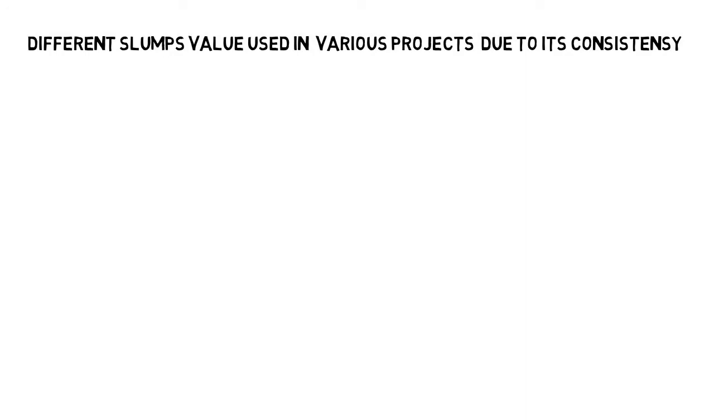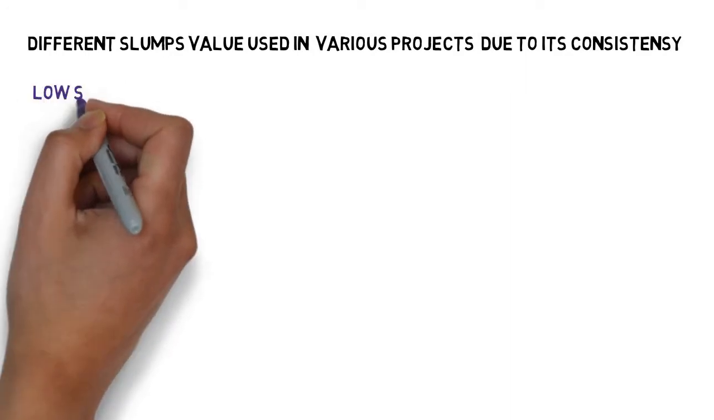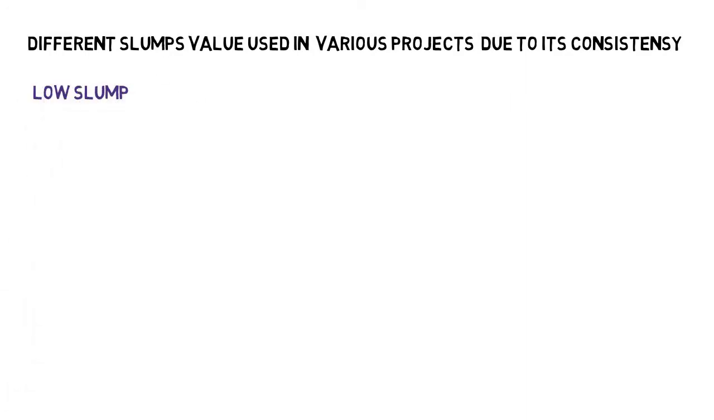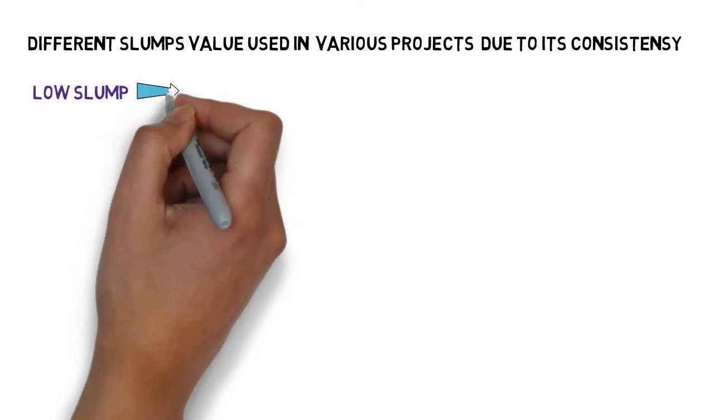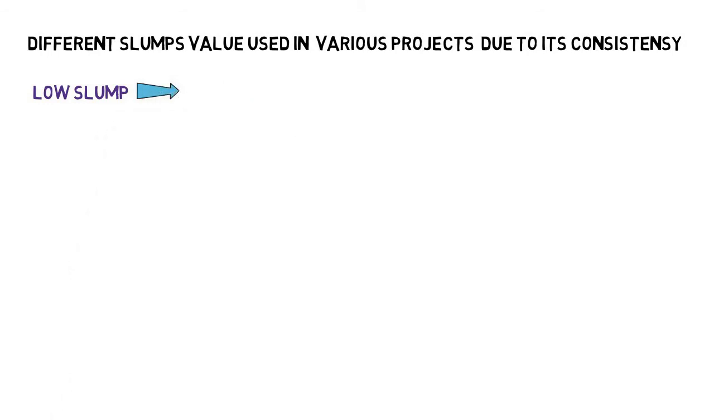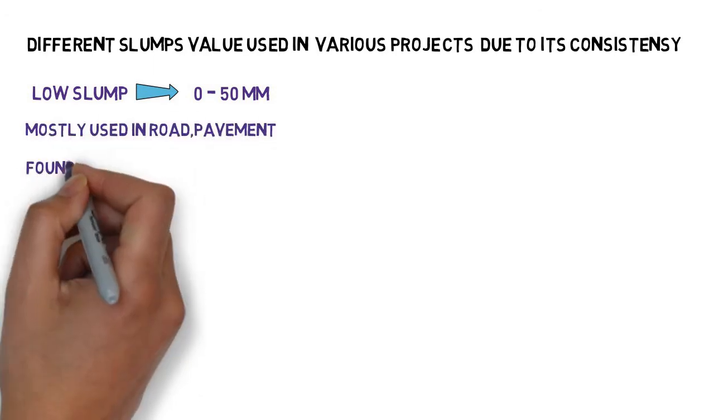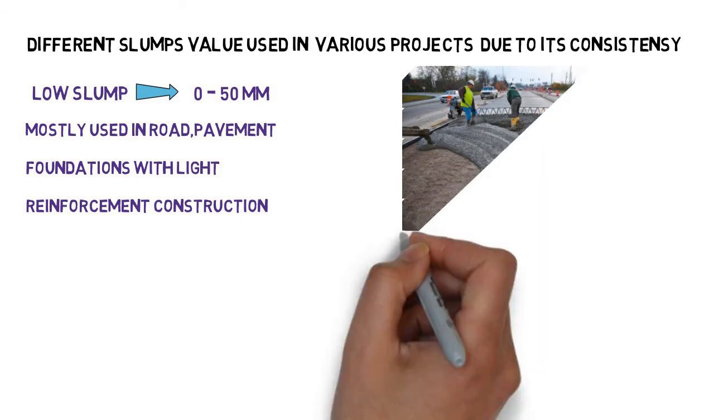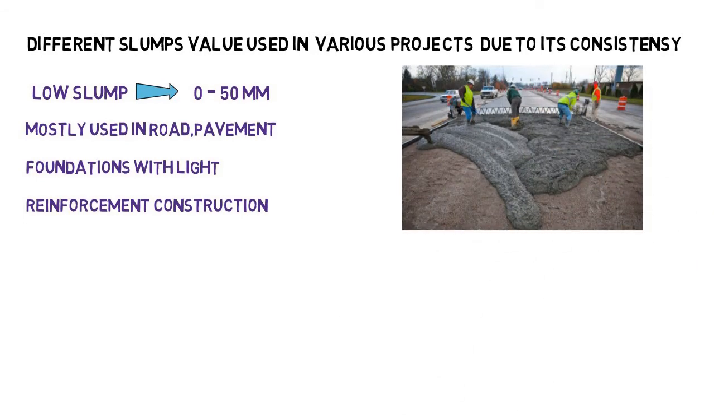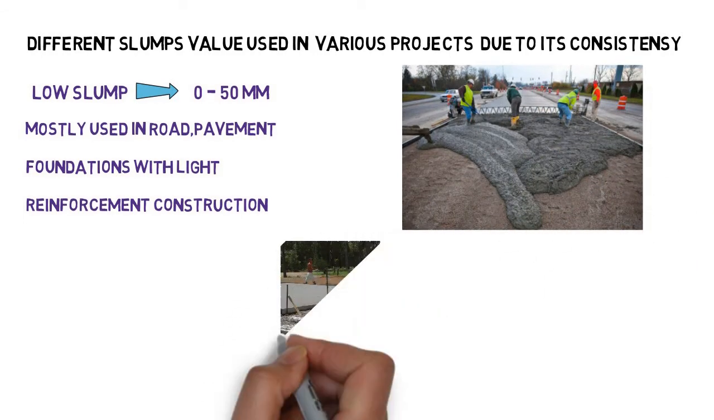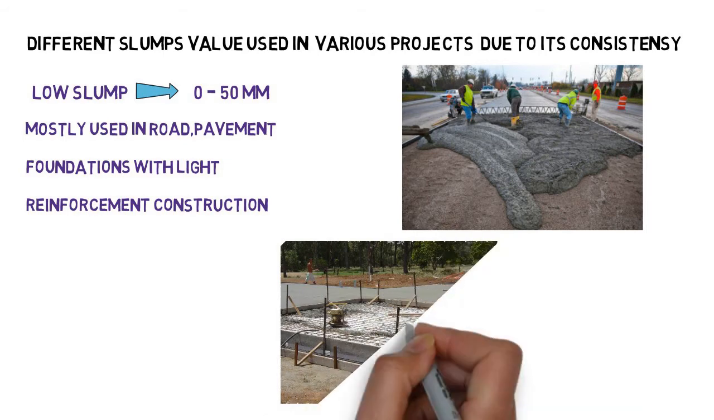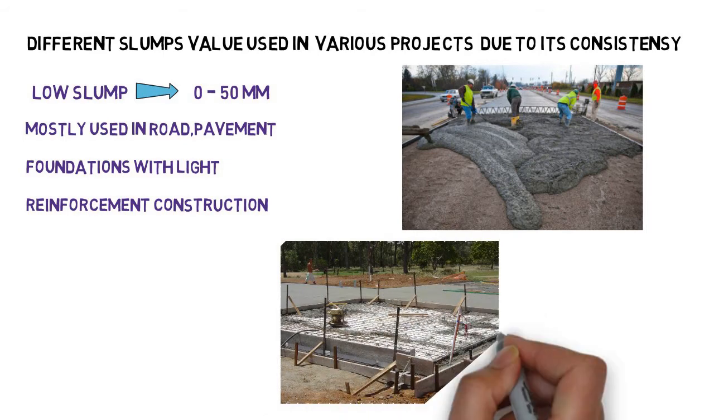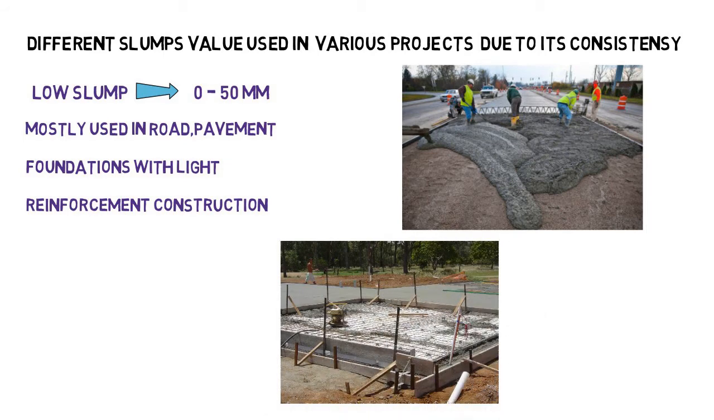Different slump values are used in various projects due to its consistency. Low slump, the value is between 0 to 50 mm. It's mostly used in road, pavement, and foundation with light reinforcement due to its low workability.